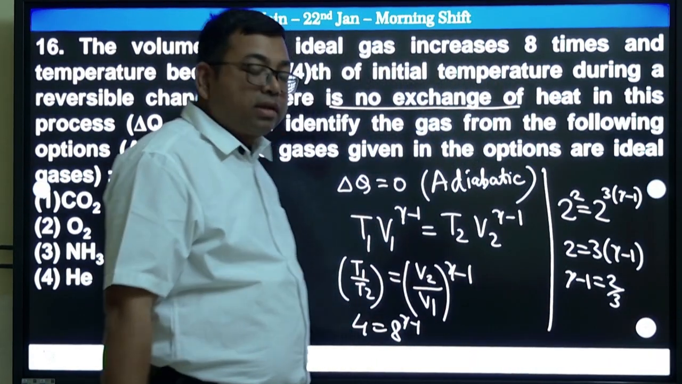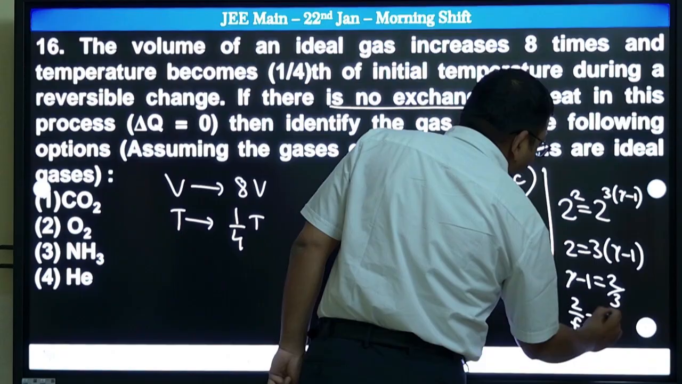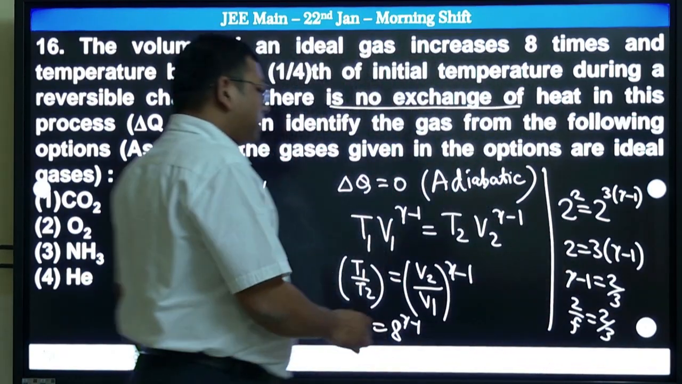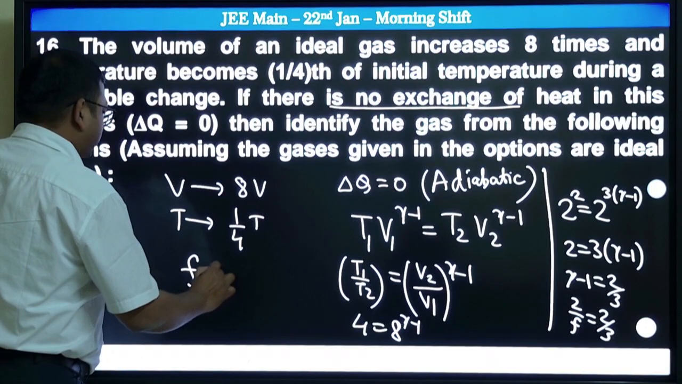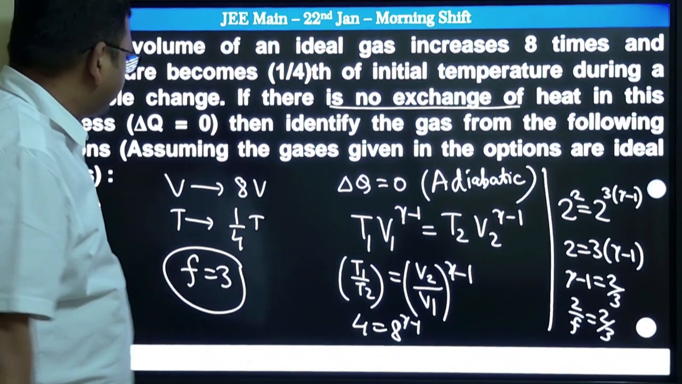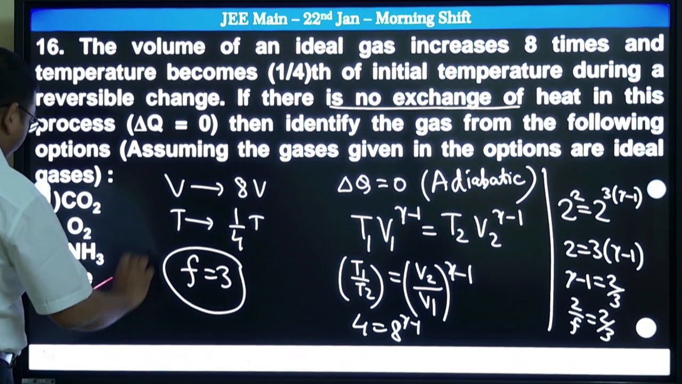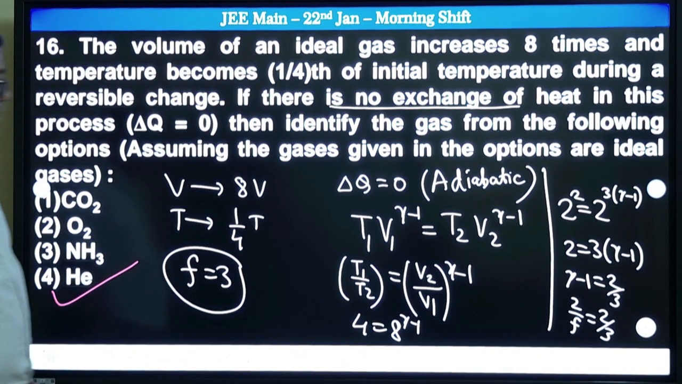And note that gamma minus 1 is nothing but 2 by degrees of freedom f, right? So from here f is equal to 3. Degrees of freedom 3 means what? It is a monoatomic gas, correct? Monoatomic gas has 3 degrees of freedom. So the option is helium. Fine, let us move to the next.